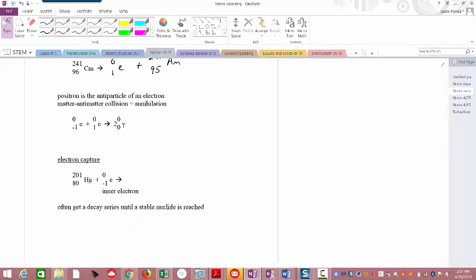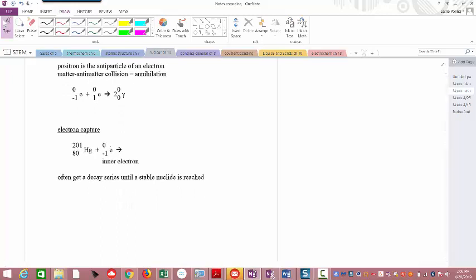Now we could have electron capture. So notice we have 2 on the reactant side. So we would have 201, 79, and 79 is gold. Okay? So an inner electron was captured by the nucleus.